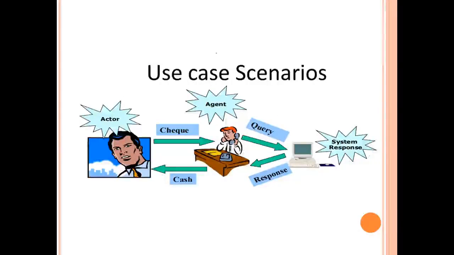So let us understand this with an example. Suppose a person comes to the bank, that is the actor we call, and wants to deposit a check, so he gives it to the officer, that is the agent. Then the agent checks it and makes the entry in the system. Then the system is going to respond, and all data will be stored in the system, and a response will be given from the system like stored successfully, check deposited successfully, and the cash will be given to the user.